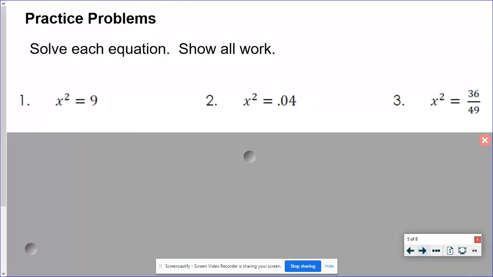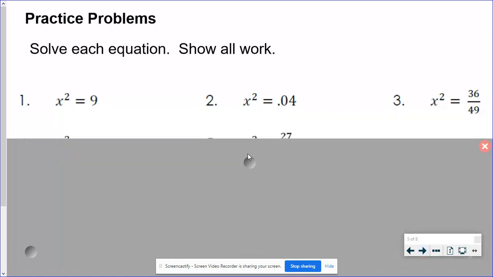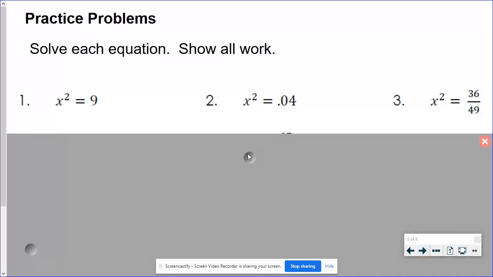Just more problems just like those last ones. Again, when it says show all work, there's not a ton of work to show. It really is just drawing in the square root, since it's a square root plus or minus. So x is going to be plus or minus 3. Square root, plus or minus, and I drew over the decimal again, I'm sorry. This is going to be plus or minus 0.2. Two numbers after the decimal, one in your answer.